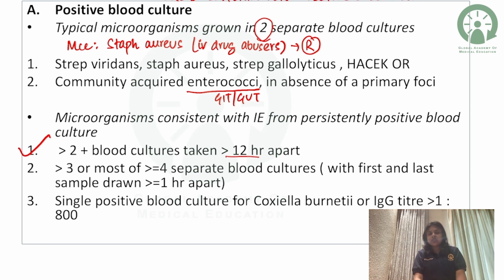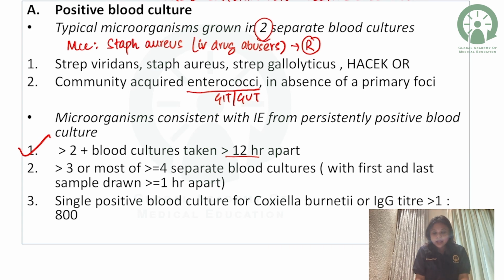Now the second criterion is three or most of, or more than or equal to 4 separate blood cultures with the first and the last sample drawn at least 1 hour apart. That means suppose I am taking 4 blood cultures or more, and the first blood culture I have drawn at 8 a.m., then the last blood culture I should have drawn at 9 a.m. This is again consistent with the major criteria of infective endocarditis.